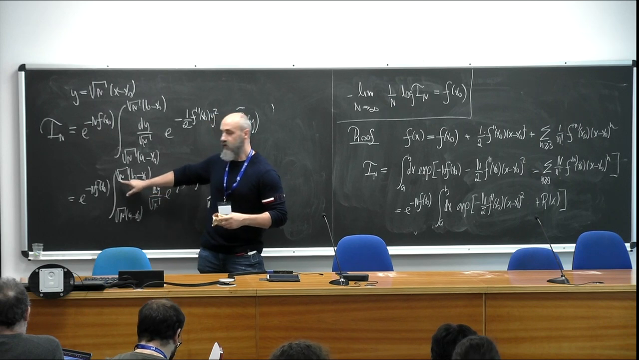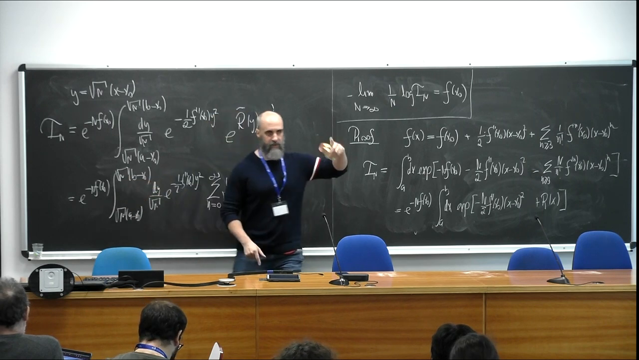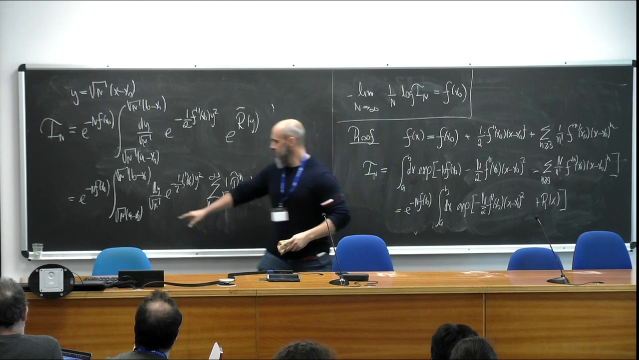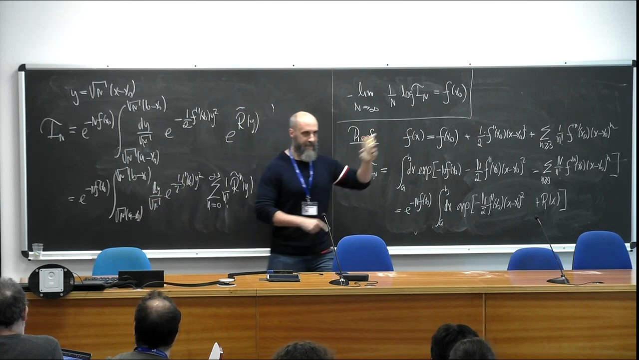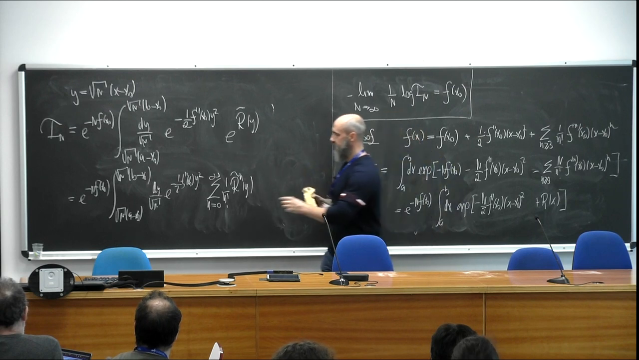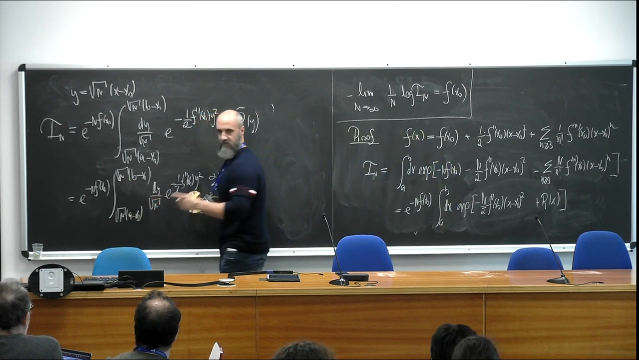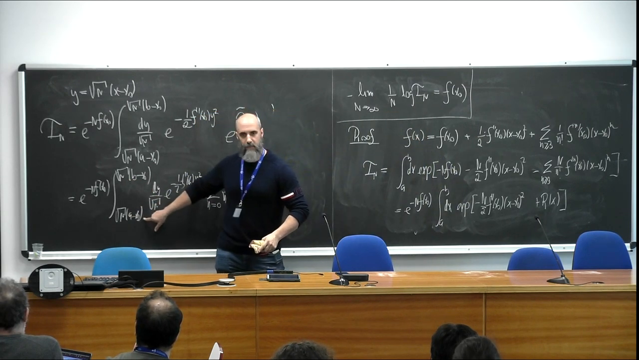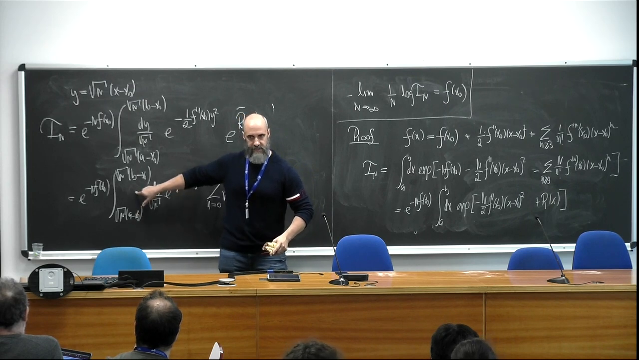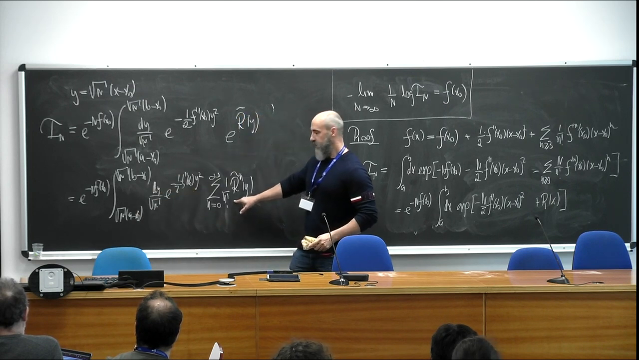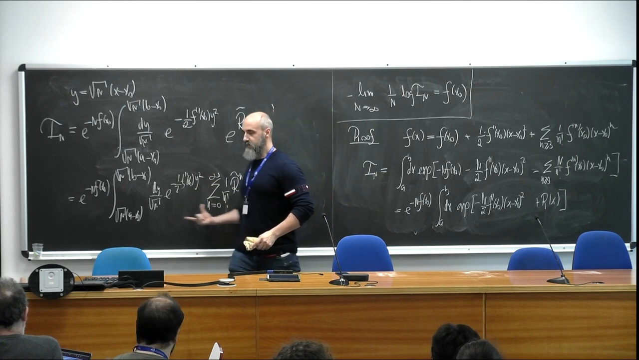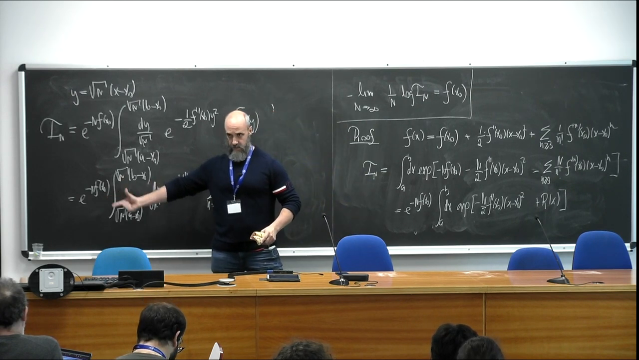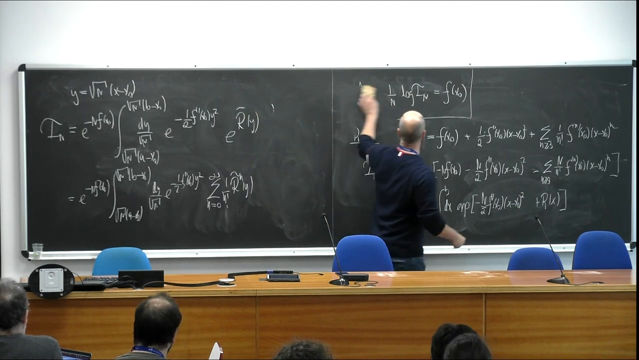When n goes to infinity, or for very large n, the integral goes from minus infinity to infinity. Why? Because x zero is between a and b. So this is negative, and when n goes to infinity, this goes to minus infinity and this to plus infinity. And you can look at the corrections in n of this part, but they are not exponentially big.